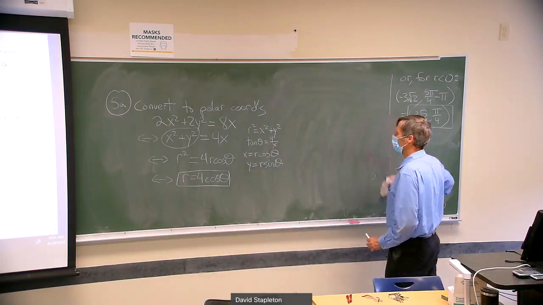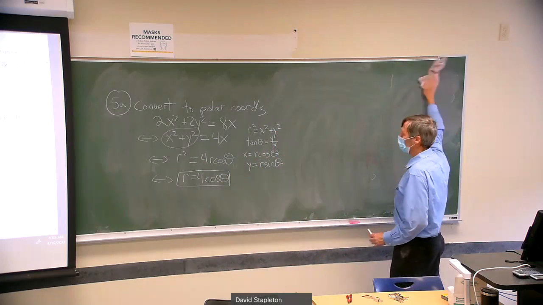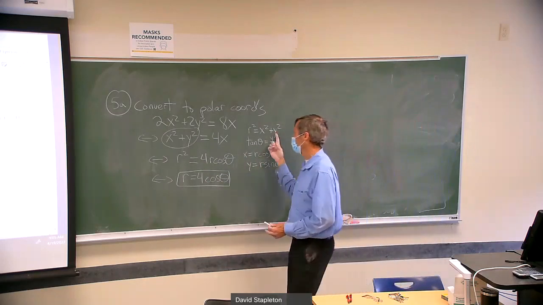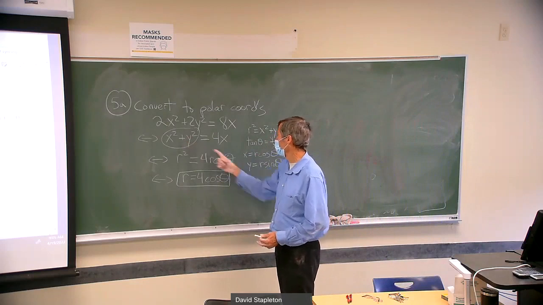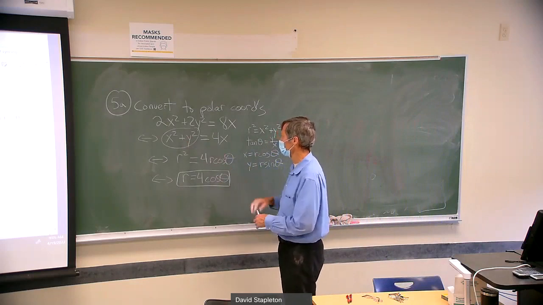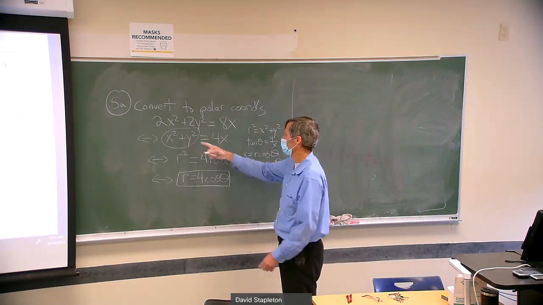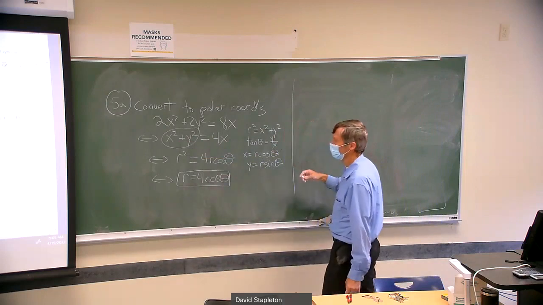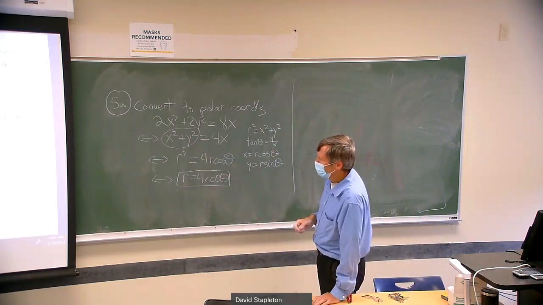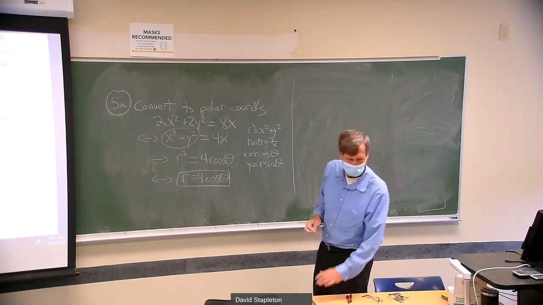But it is really easy going rectangular to polar in the sense that you can always just replace x with r cosine theta and y equals r sine theta and do a lot of simplifying. But use this step and save yourself some trouble there when you can.